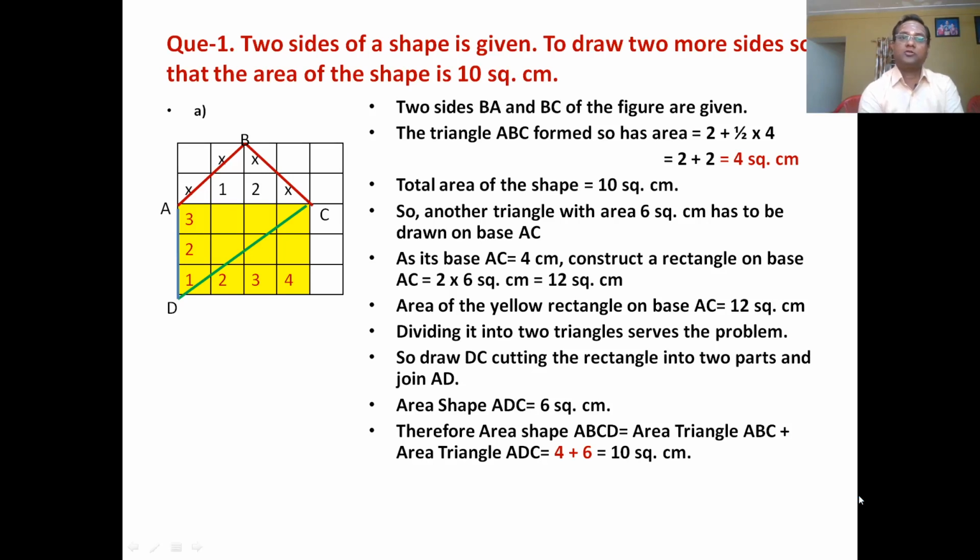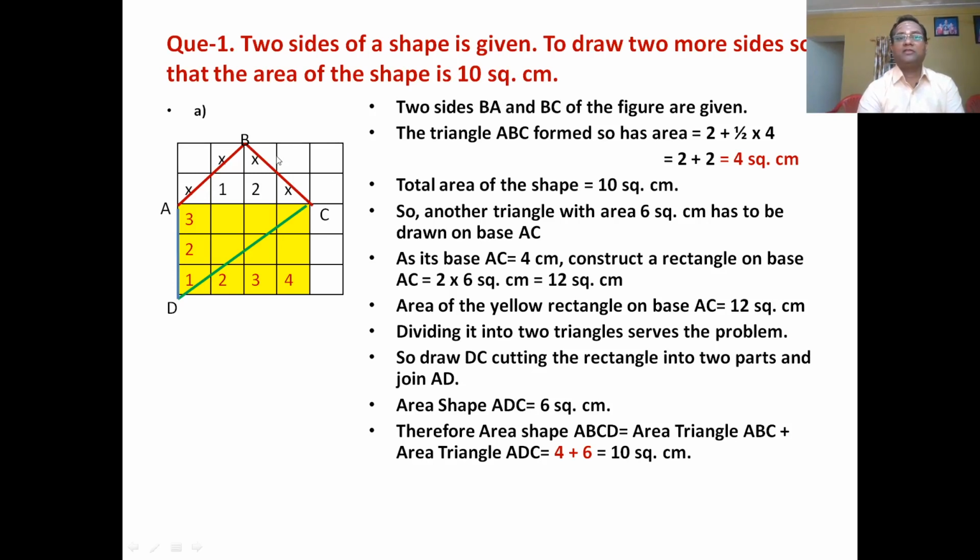So coming on to question 1. The question says two sides of a shape are given. You have to draw two more sides so that the total area of the shape is 10 square centimeters. We have already dealt such problems in a previous video, but we shall solve these problems in this video. So AB and BC are already given. You have to draw two more sides so that the total area becomes 10 square units.